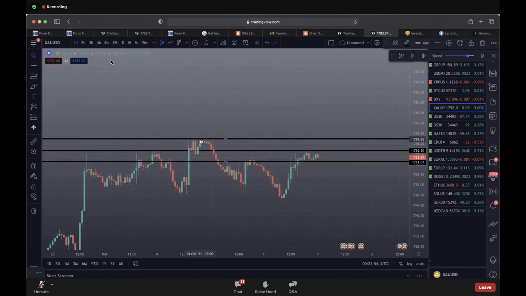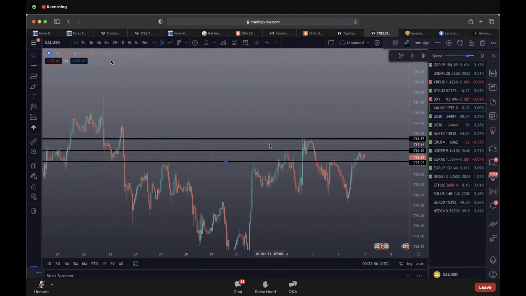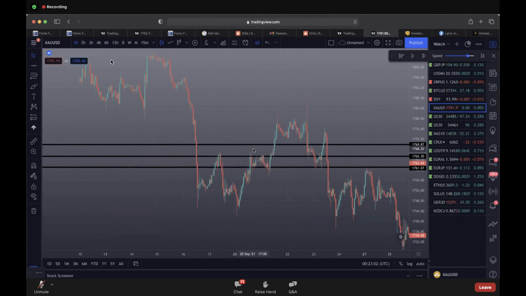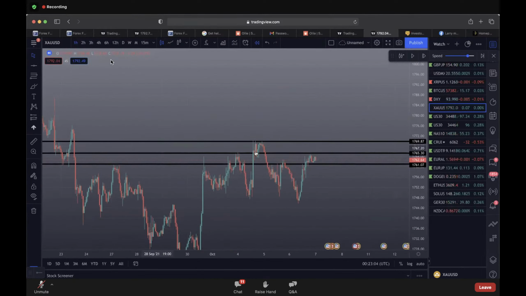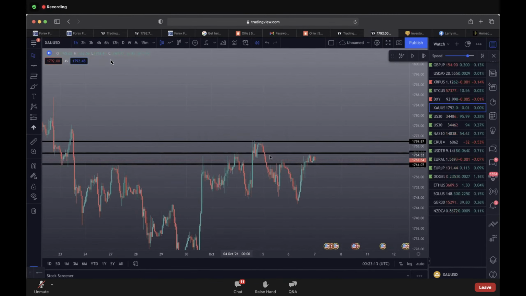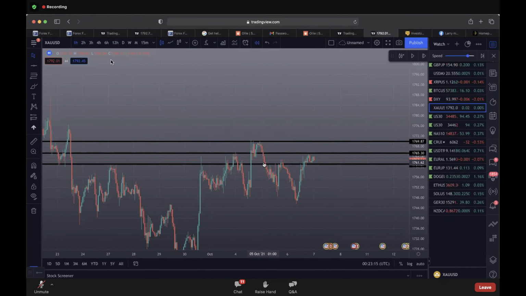Right? This is a resistance zone. So we want to write down the levels that have been respected. 1769. Was this level respected? Let's see. No, this level price ended up breaking through, right? It held, but it ended up breaking through at 1765, right? So at 1765, this level respected, right? This one was broken through, but in the past it was respected.